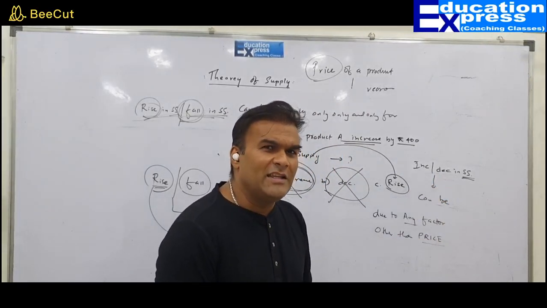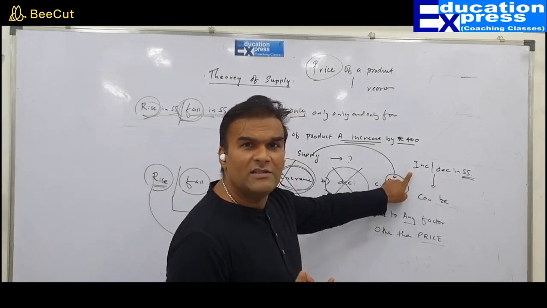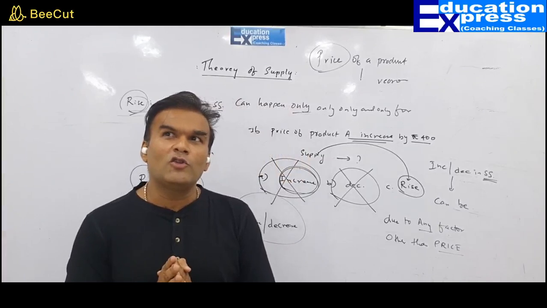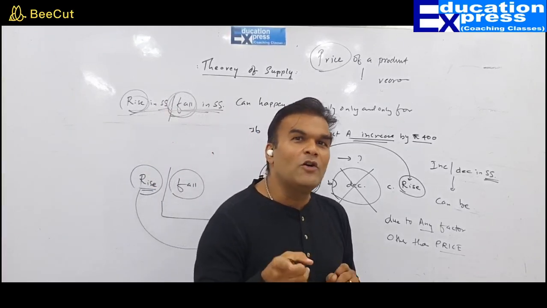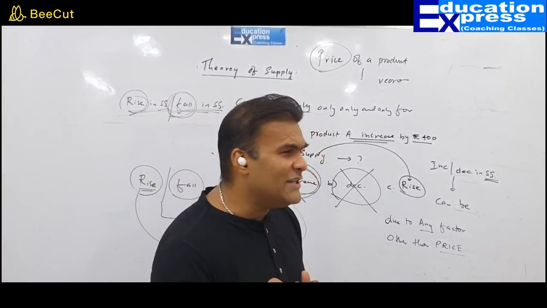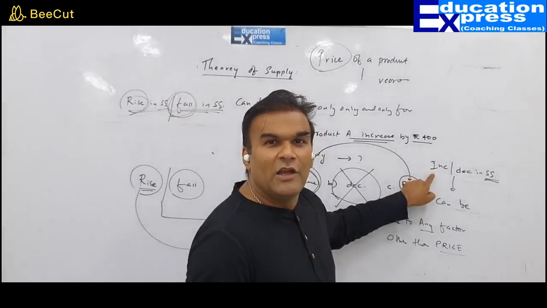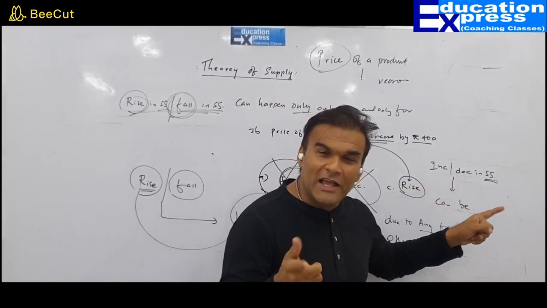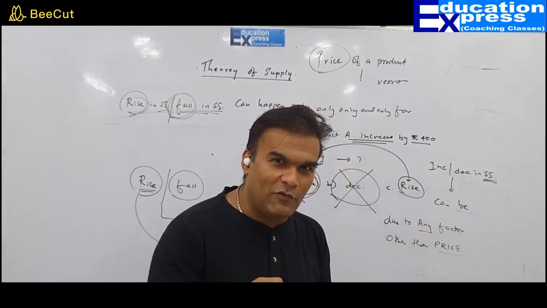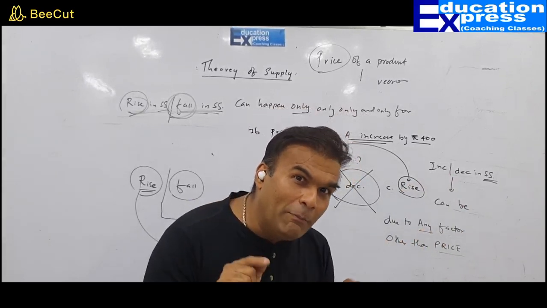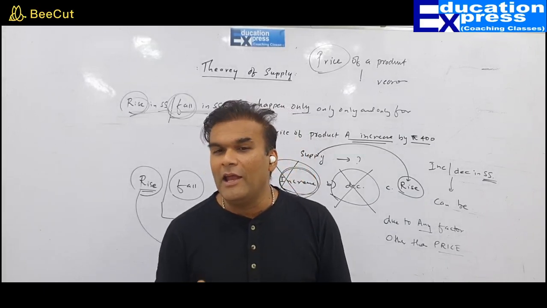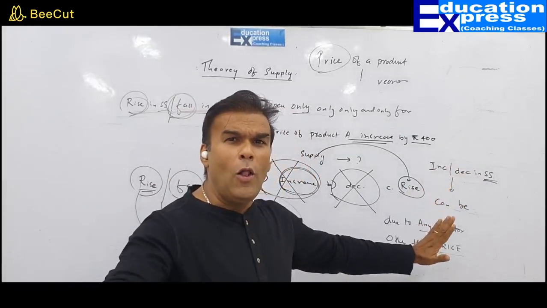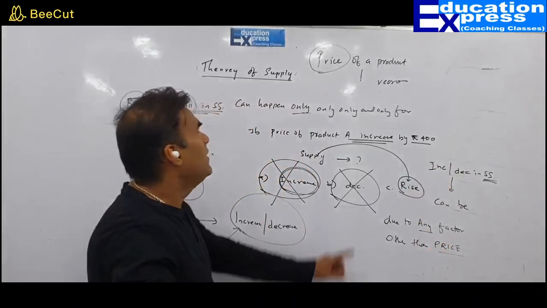Government policies. If they are conducive, supply will increase. Otherwise, supply will decrease. What about the cost of factors of production? If the cost of factors of production reduces, supply will increase. If it increases, supply will decrease. I cannot use the word rise or fall. I have to compulsorily use the word increase or decrease for all the factors other than the price of the product.